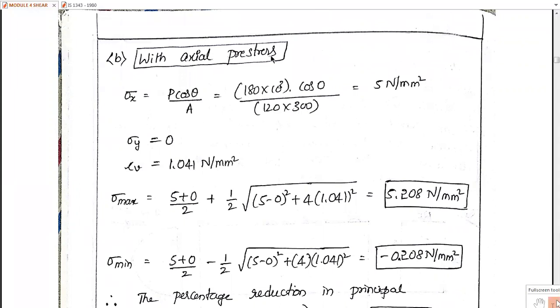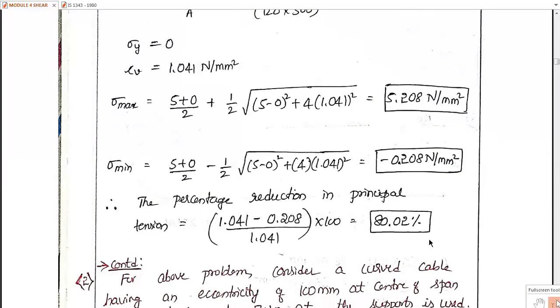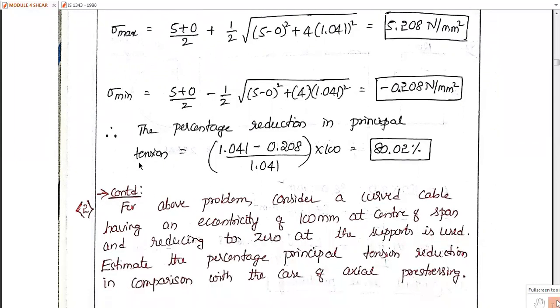Only this value comes into picture, that is sigma x. If you do the axial pre-stress, then here in this problem you are reducing the principal tension up to the level of 80%, 80.02%. It is about this problem. We are told to compare the principal tensions. Here we have compared by calculating principal tension for both the cases and also by evaluating the percentage reduction in the principal tension.